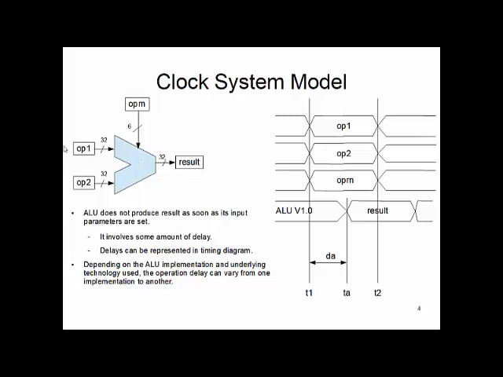Let's say we want to add 10 and 5, we pass 10 and 5 values to this ALU and pass the encoded bit pattern for the addition, and then the result it will produce is 15, like 10 plus 5, 15. Now the point is that this result will not be produced instantaneously.